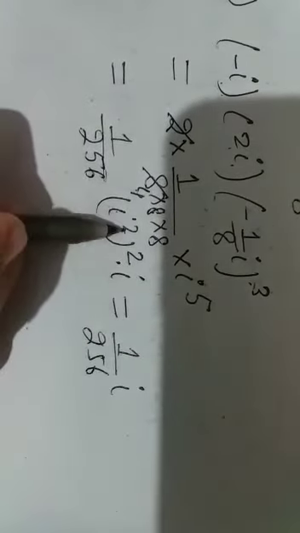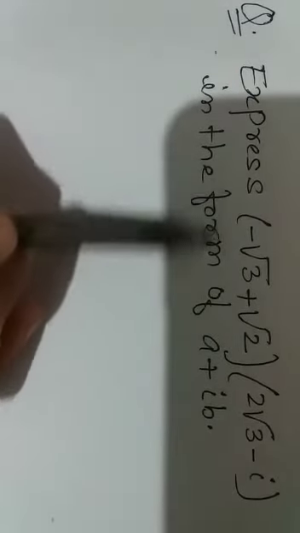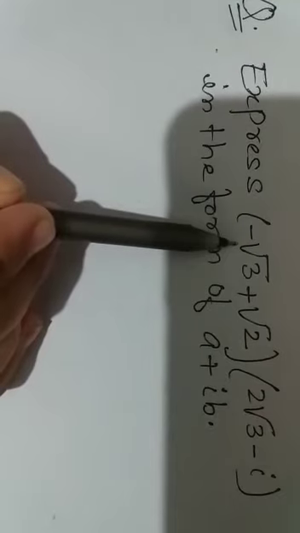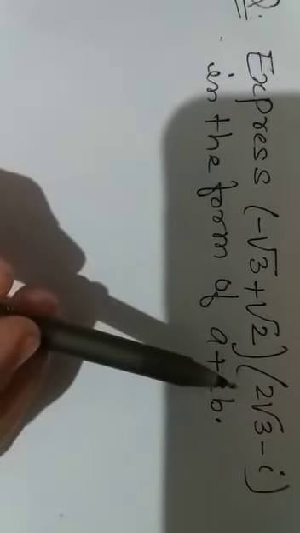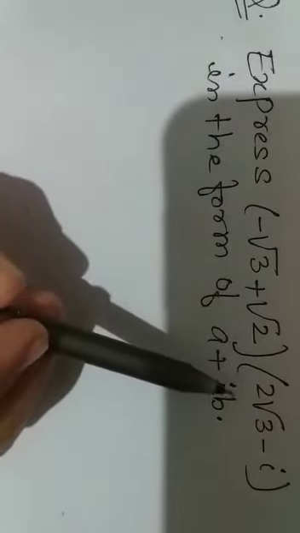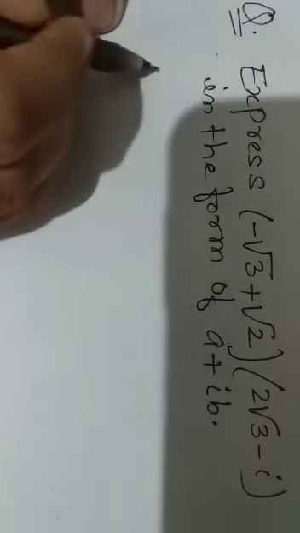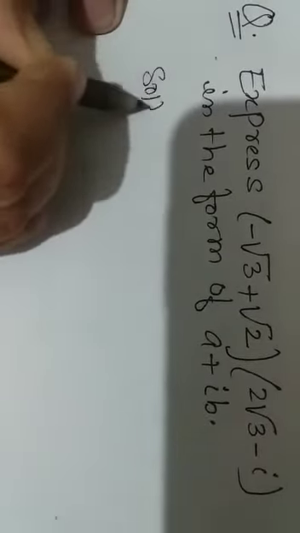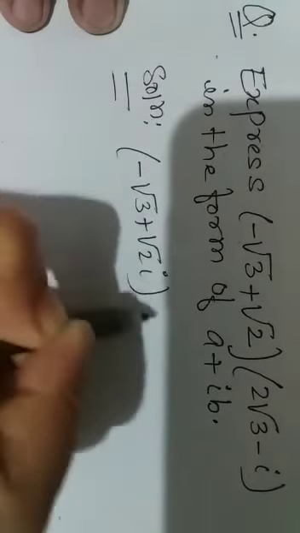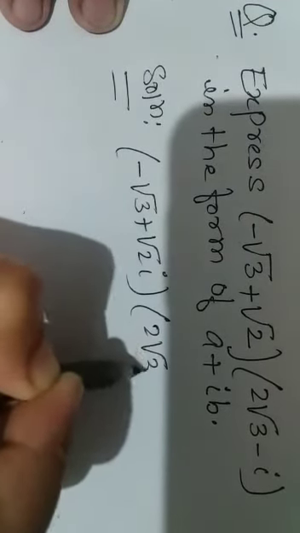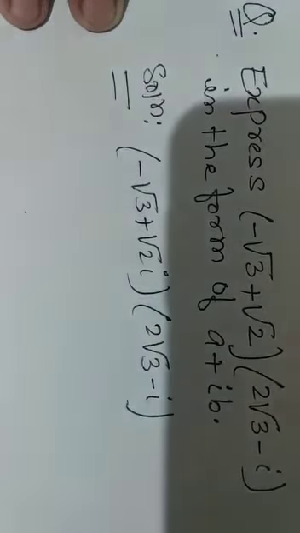Now let us see our next question. Our next question is: express minus root 3 plus root 2i and 2 root 3 minus i in the form of a plus ib. This one is also very easy. We will follow the same method. What is given? Minus root 3 plus root 2i, okay, and 2 root 3 minus i, okay.